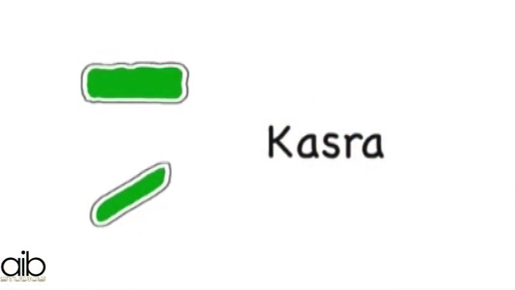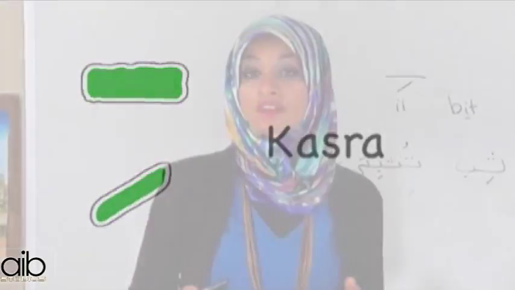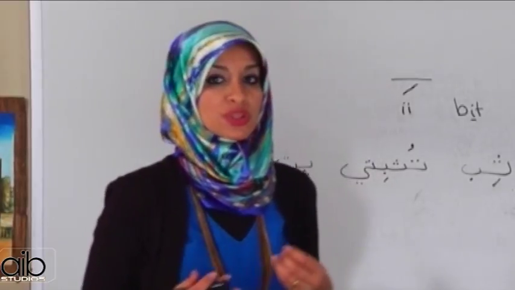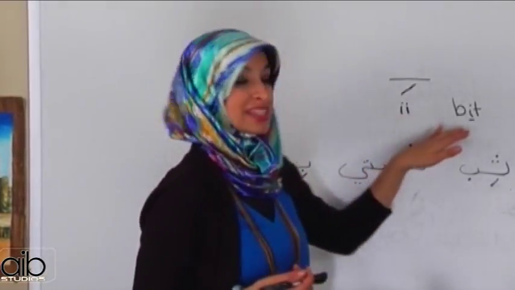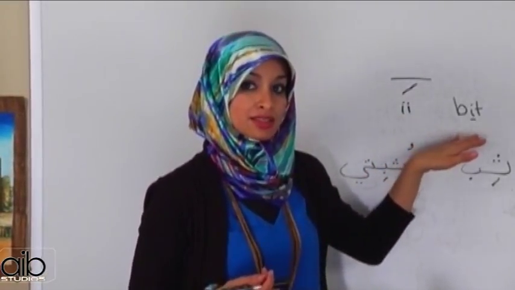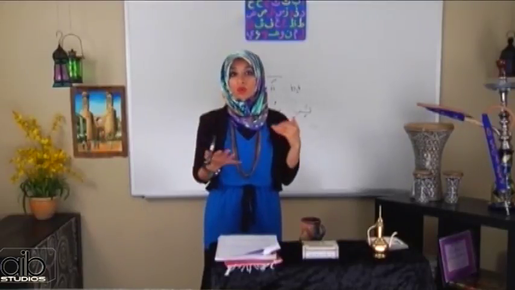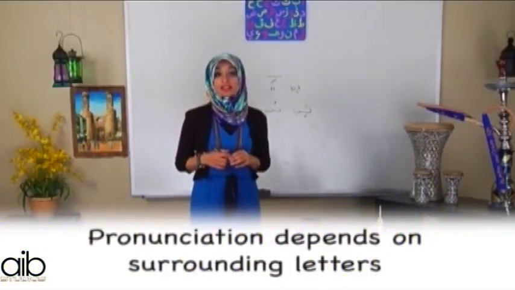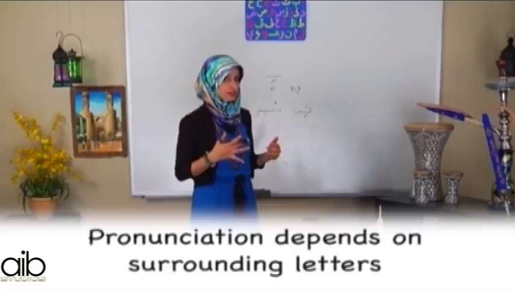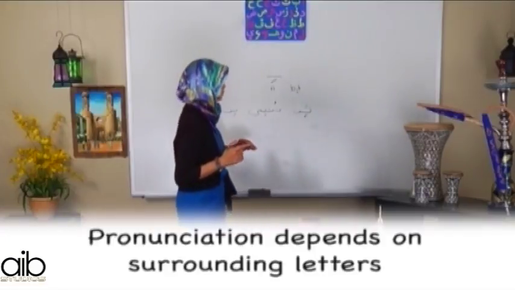The last short vowel that we'll be covering today is the kasra, and kasra is just a slanted line beneath the letter, and it corresponds to the long vowel ya. So it's just a shortened E sound, as in the word bit. So now this kasra can also be either deep or frontal as well, and again, it's just like the other vowels that we've had. It is impacted by the surrounding letters, whether it's going to be deep or frontal.